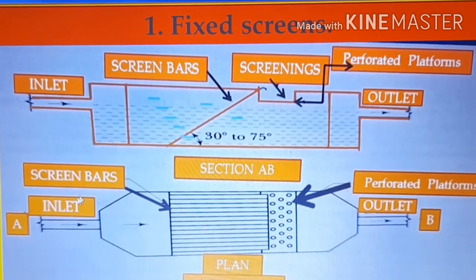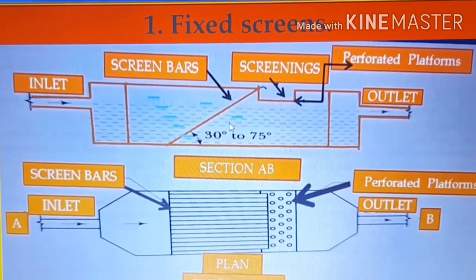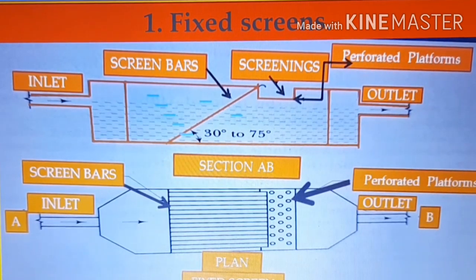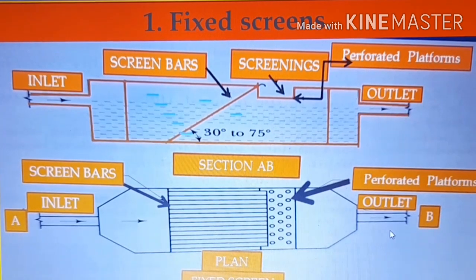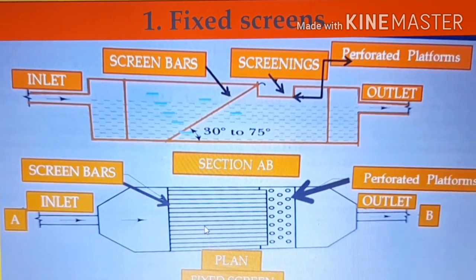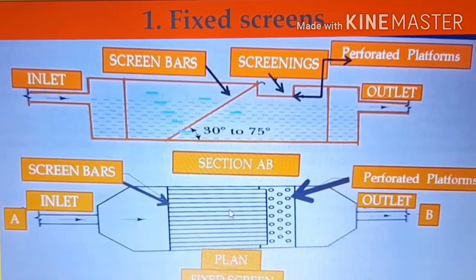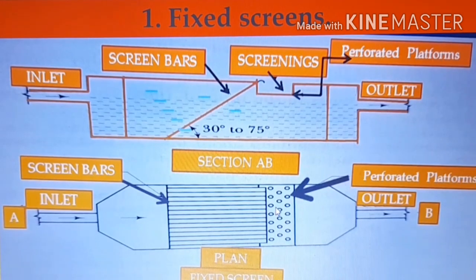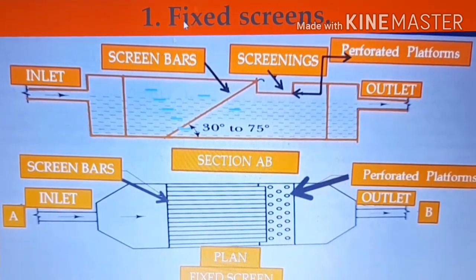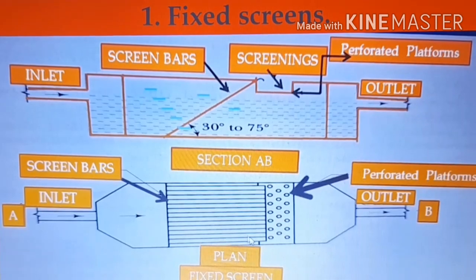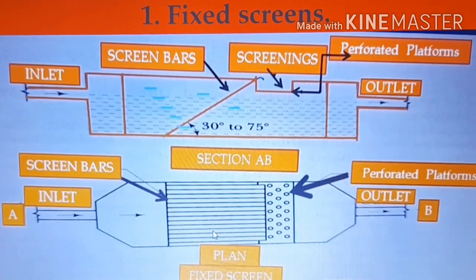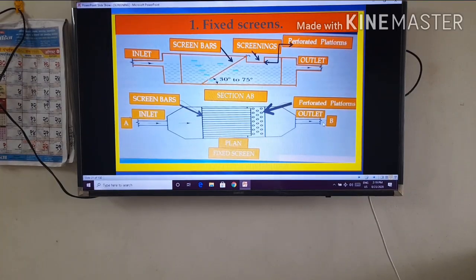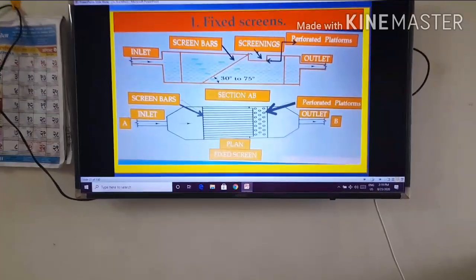That means you understand that through this plan and section, sewage water is coming from direction A to direction B, and in between there are screens, that is, bar screens, provided. After that, the material is collected or received on perforated platforms here, right? And the sewage water moves in the direction of B, that is the outlet. It is a very simple diagram.